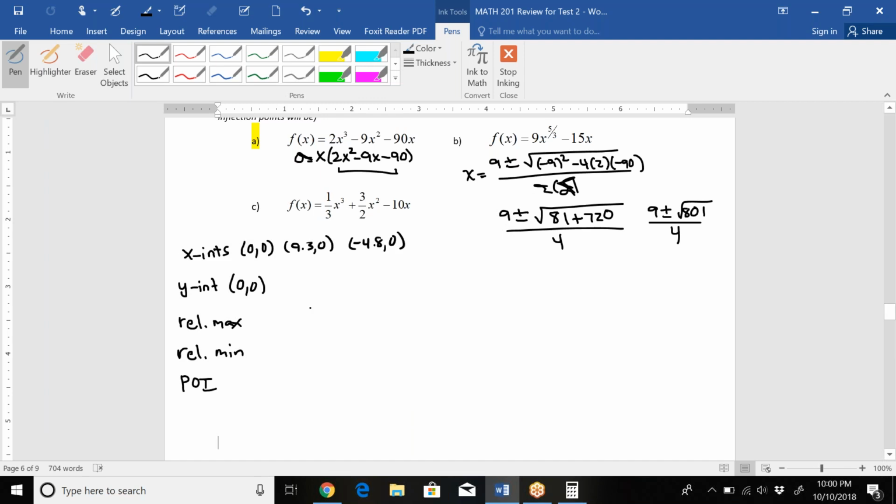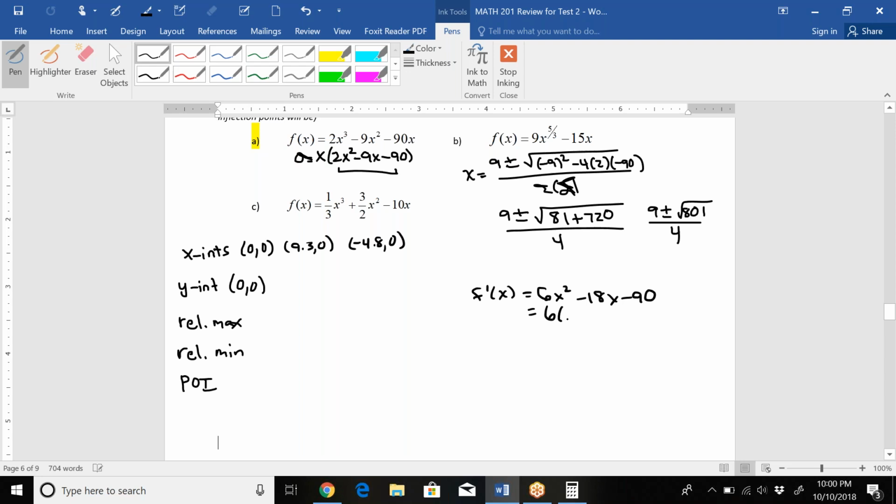So that's the algebra stuff. That's the stuff we would have taught you in 136. Everything else we find using calculus. So to find the relative max and min, we need the first derivative of this guy. That would be f prime of x equals 6x squared minus 18x minus 90.